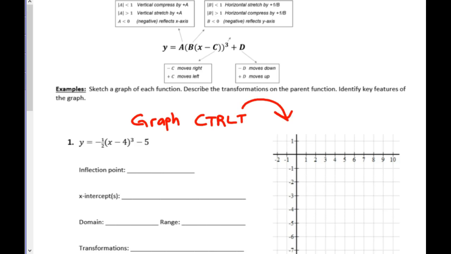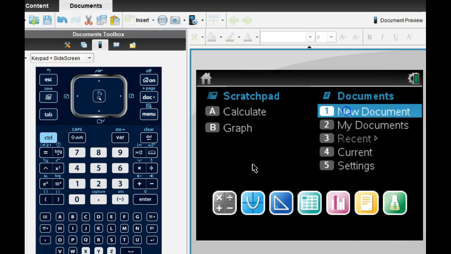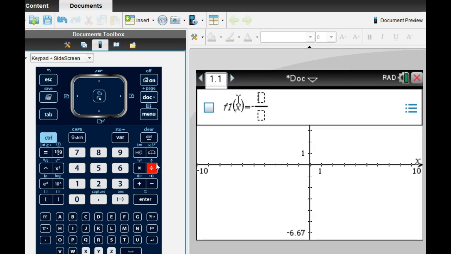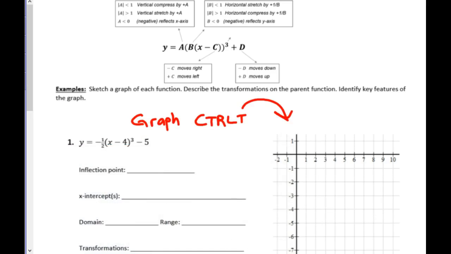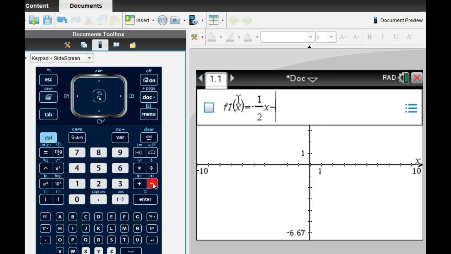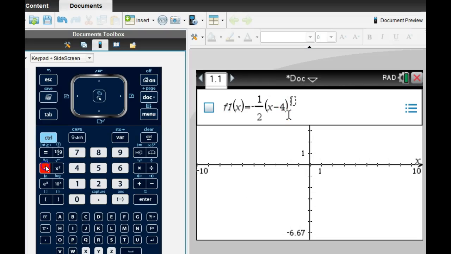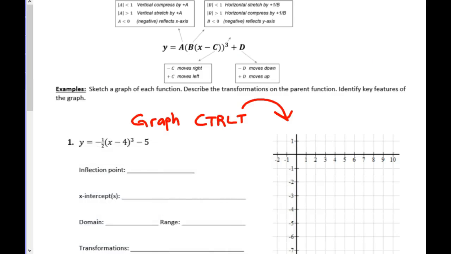Let's do that. So I go to my calculator, press on, new document, right? Do not save, graph. -1/2, Control Divide will give me that fraction that I like to see. Go to the right. And then we got parentheses x minus 4. And then cubed, caret 3. Y'all know where caret is over here on the left side? Caret 3. Then you have to go to the right, so you can go back down, minus 5. All right, took a while, but we got it.